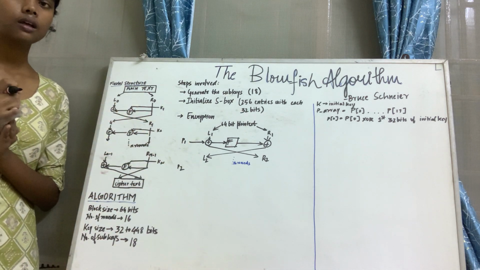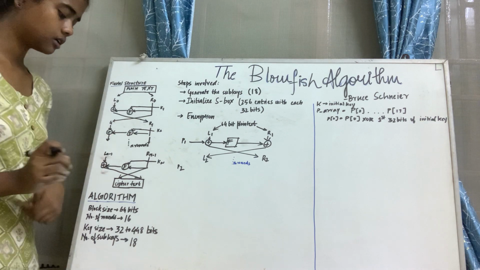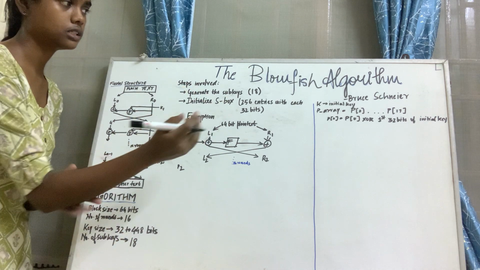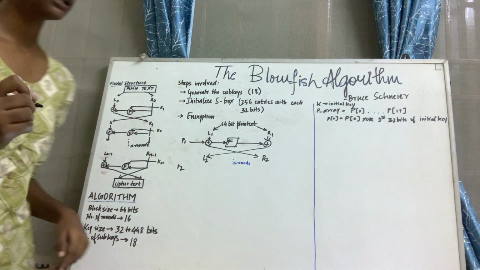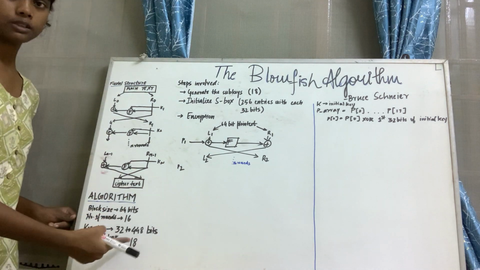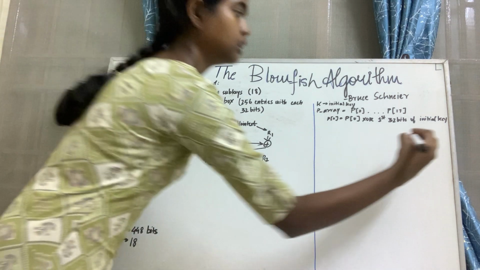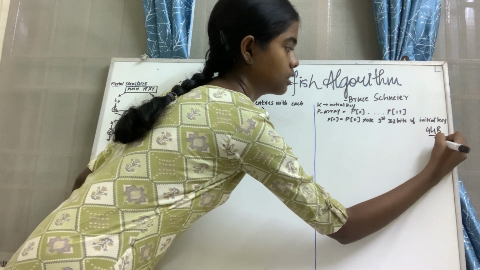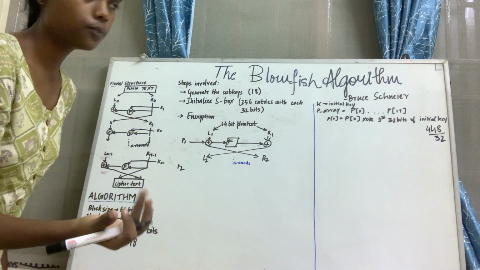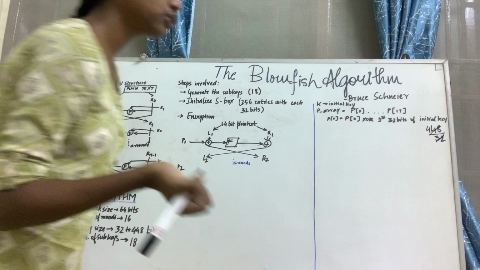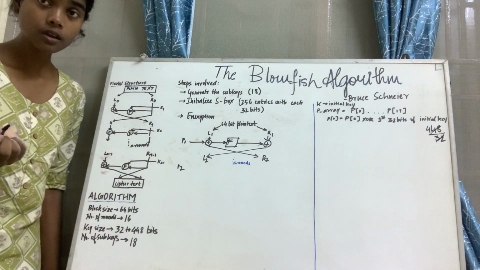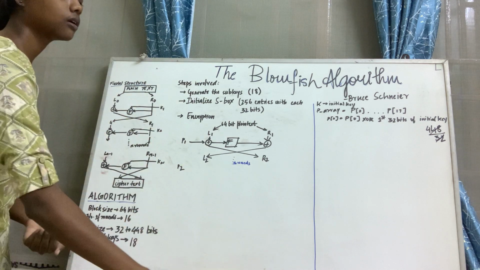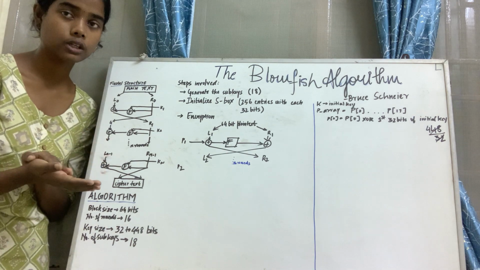But there is a situation where the size of the array is much bigger than the size of the initial key. For example, let's take the highest value that is possible, which is 448 bits. If I take 448 bits and divide it by the size that we are taking, which is 32, the final value will be 14. But we have 18 locations in the array.